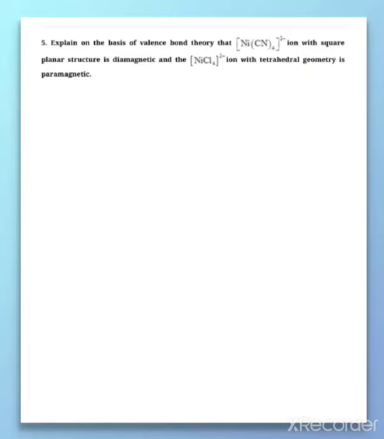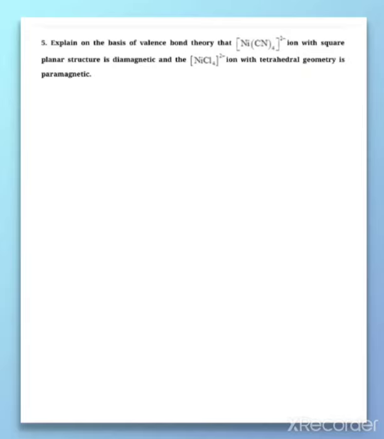Explain on the basis of valence bond theory that the [Ni(CN)4]2- ion with square planar structure is diamagnetic and the [NiCl4]2- ion with tetrahedral geometry is paramagnetic. That means here two complexes are given. One is square planar but it is diamagnetic. The other one is tetrahedral but it is paramagnetic. So on the basis of valence bond theory, that is on the basis of hybridization, we need to discuss this geometry and its magnetic behavior.